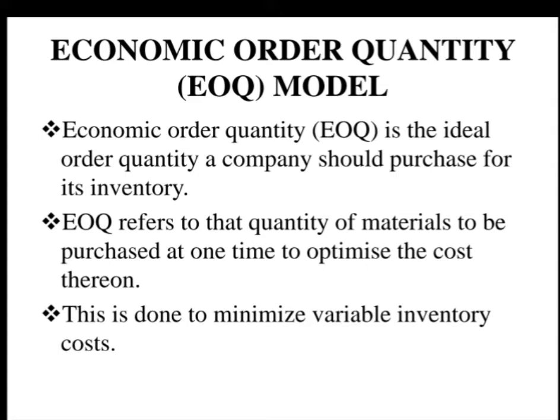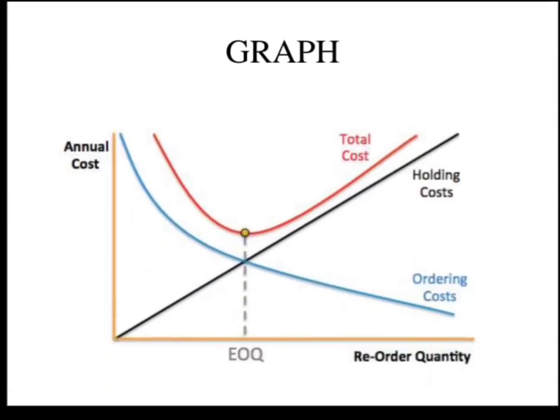This EOQ refers to the quantity of material or inventory that should be purchased at one time, in a single order, so that the cost can be optimized, meaning minimized. This is done to minimize the variable inventory cost. We have learned about the different kinds of costs involved in the management of inventory in the earlier classes. To optimize the cost, economic order quantity is a model which has to be maintained. This is a graphical representation of economic order quantity.